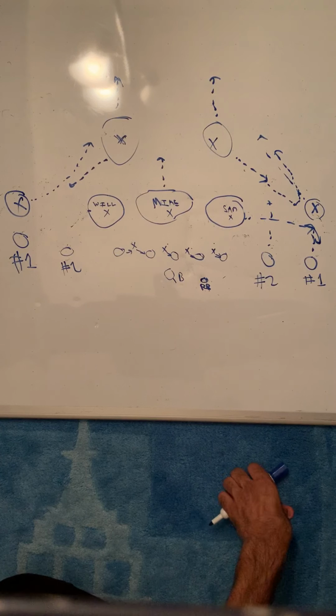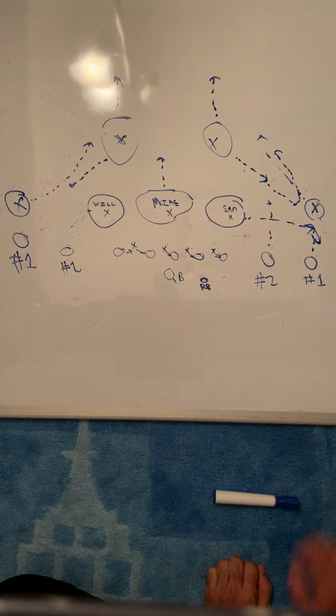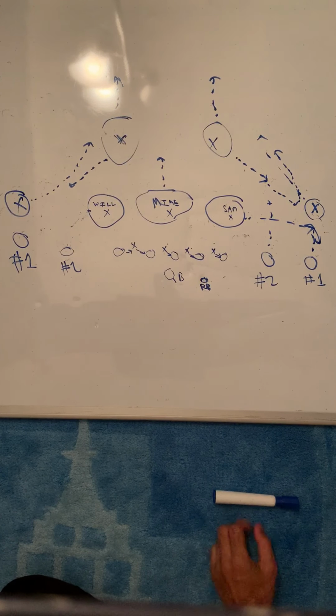The roles and positions are basically inverted. The safety has the job or responsibility of the cornerback. Post snap, it's a different look, and vice versa. So the cornerback has the role of the safety.